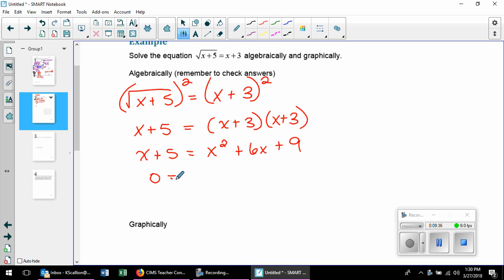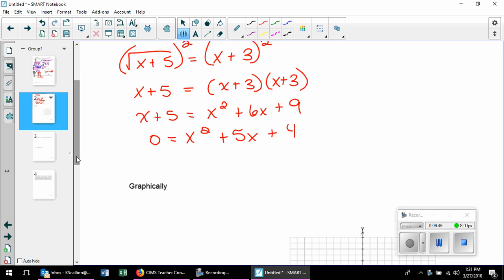So 0 equals x squared plus 5x plus 4. So if I solve this, I'm going to have x is equal to negative 4 and x is equal to negative 1. Do both of those answers satisfy the restriction? Yes. Perfect. What's my next step?